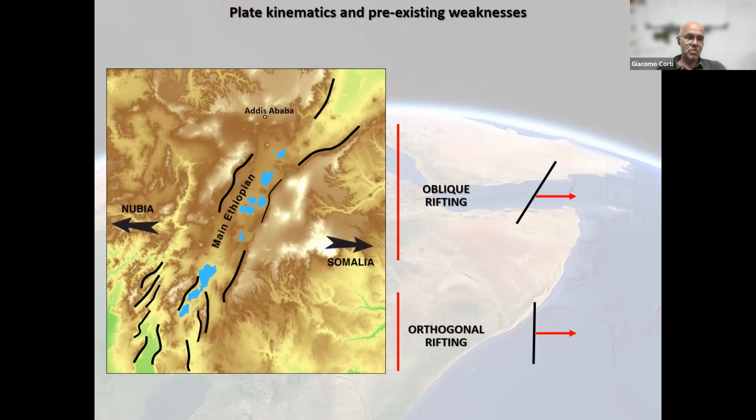So the vector is more or less constant all along the main Ethiopian rift. So the different orientation of the rift, which is controlled by the geometry of this pre-existing weakness, creates conditions of orthogonal rifting in the south and conditions of oblique rifting in the north, because the trend of the rift in the north is oblique to the vector of motion between the two major plates. And I will show you later that this is very important for the architecture and the evolution of rifting in the area.